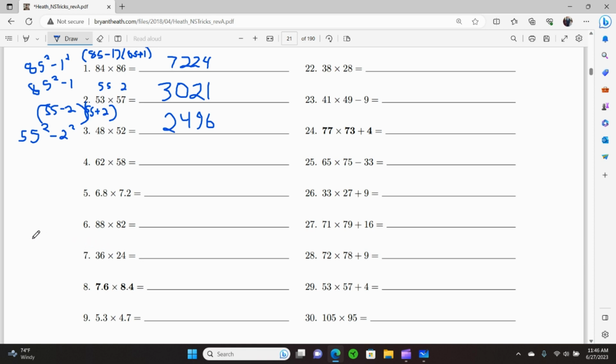So what you're doing is 30 squared minus, what's the gap? Well, both of these numbers are 6 digits away. So you're doing 30 squared minus 6 squared. 30 squared is 900. 900 minus 36 is 864. 864 should be your answer.